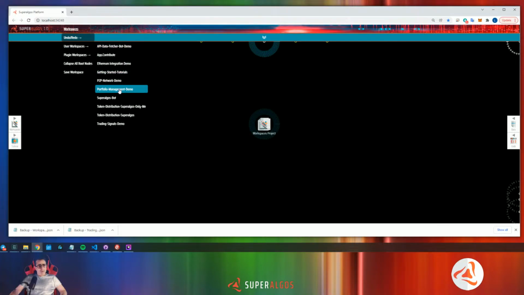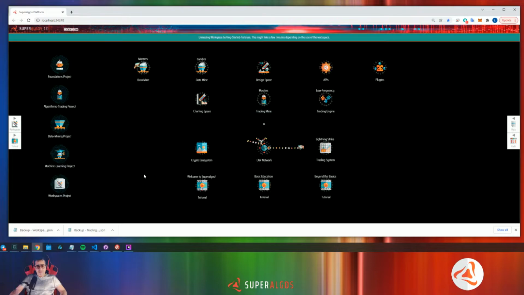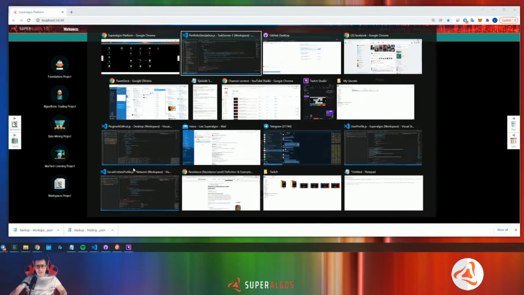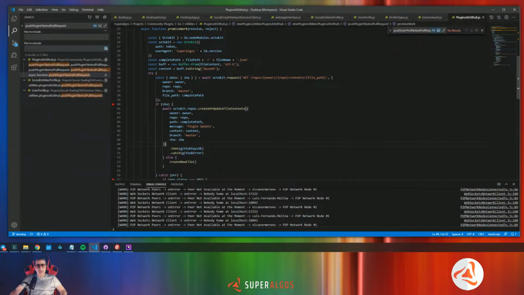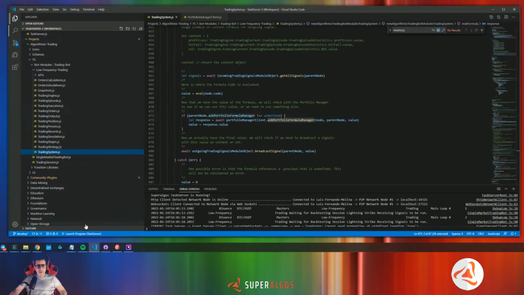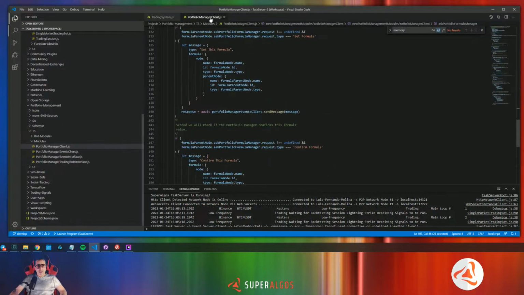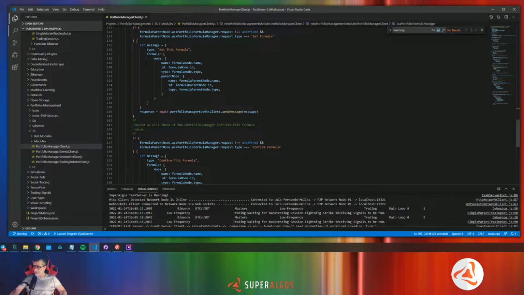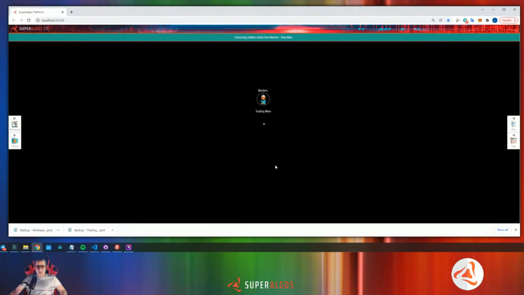So coming back to portfolio management demo, and at the second task server, where is my second task server? Okay, it's not this one, but this one. So here I have portfolio management client, that is the part of portfolio manager running at the trading bot. Okay, so all good.